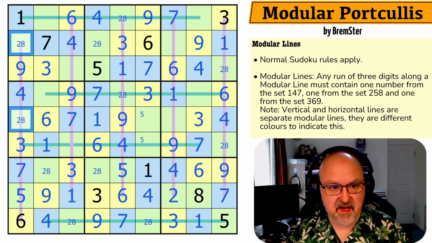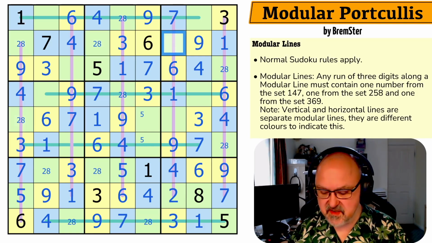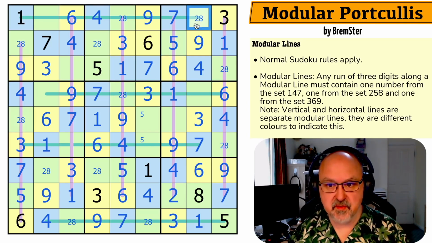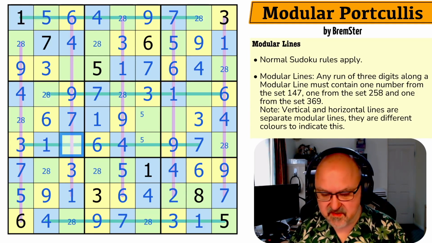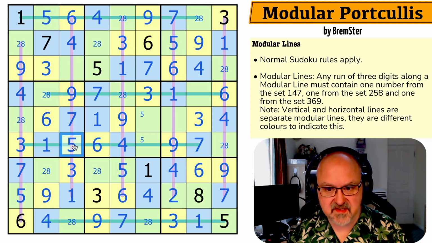These are 2 and 8. There's a 2 8 in this row, so this becomes the 5. This becomes a 2 and an 8, so this becomes the 5. This is a 2 and an 8, so this becomes the 5. Something's going to have to break that open at some point.